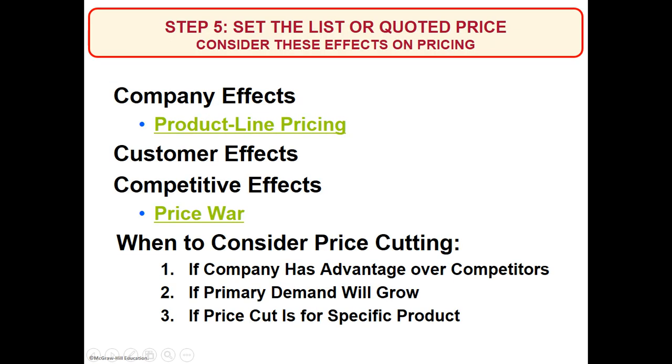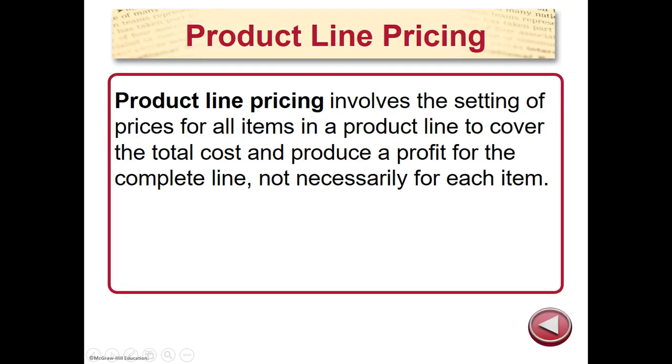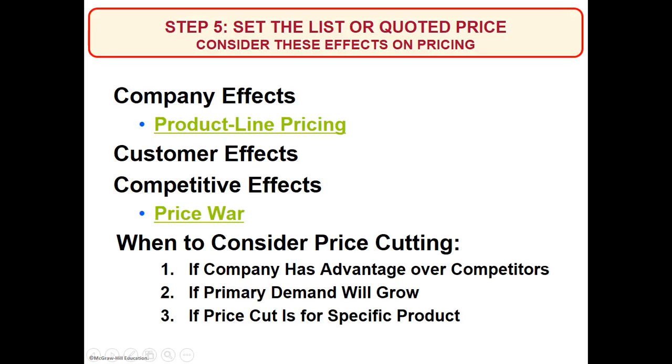Then you need to consider many effects on pricing. Right? There is a company effect on pricing. The company's product line pricing involves setting prices for all items in the product line to cover the total cost and to produce a profit for the complete line, not necessarily for each item. Okay? Because they have a full line of products, they can set a price to cover the total cost and produce a profit for the complete line. That's what those companies can do. And that's from the company effects.